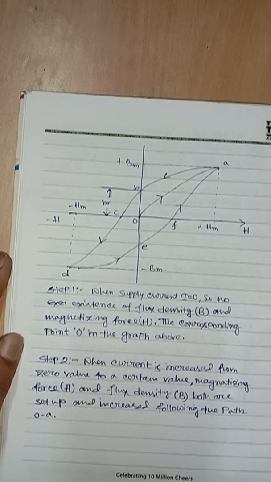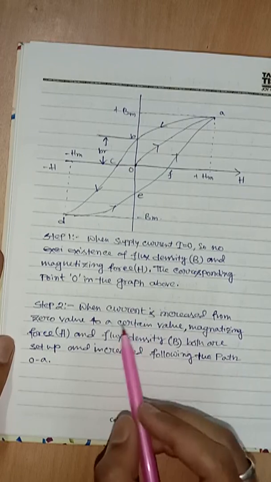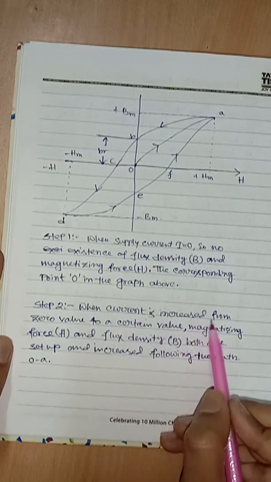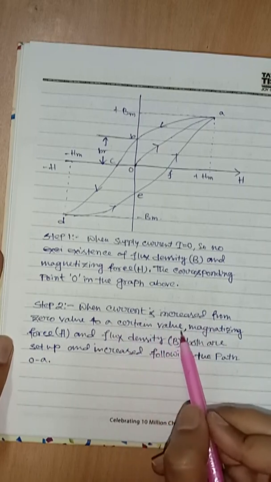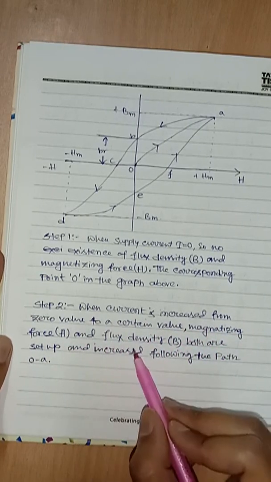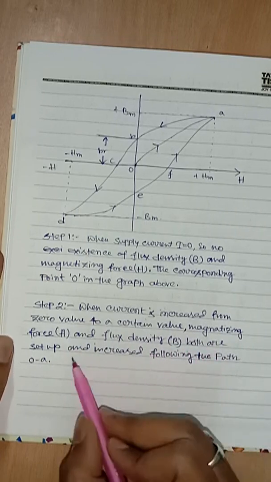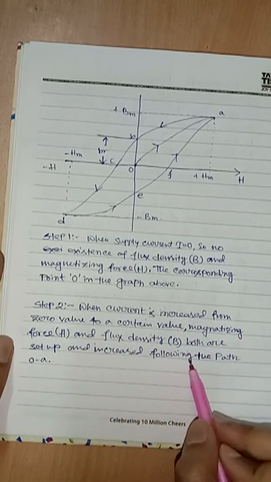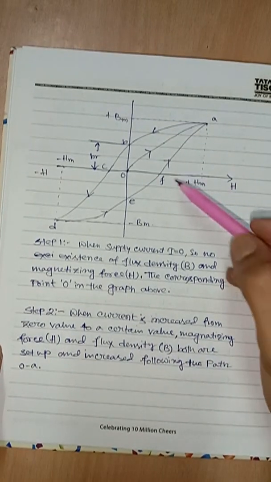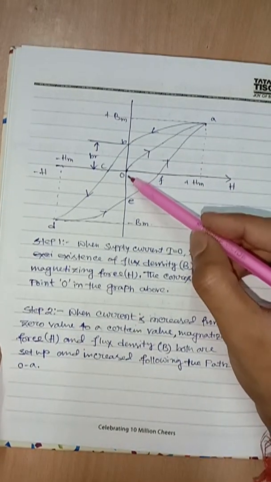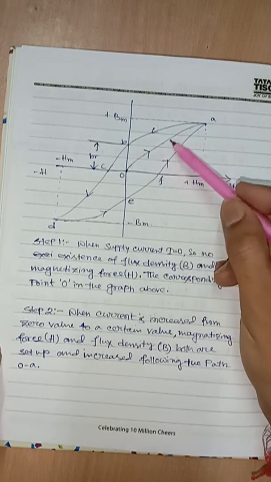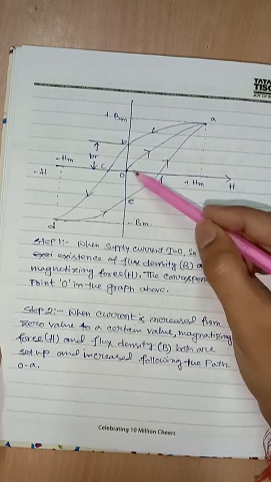Next, step 2: when current is increased from 0 to a certain value, magnetizing force H and flux density B both step up and increase following the path OA. For a certain value of current, we can see the magnetizing curve increasing from O to A.